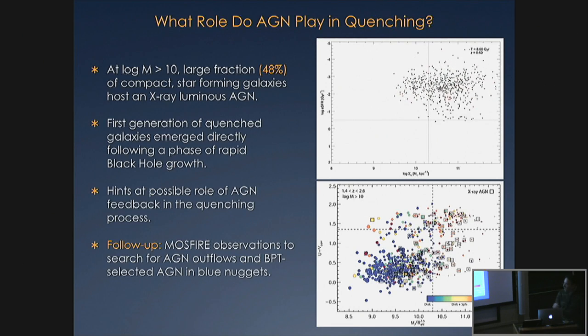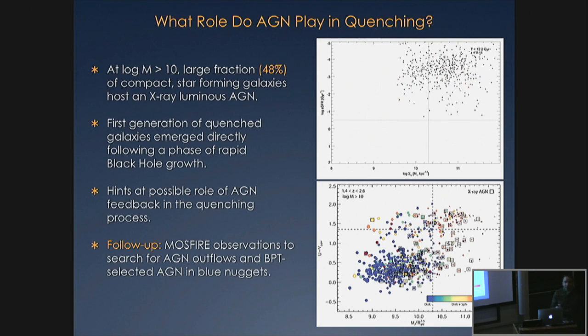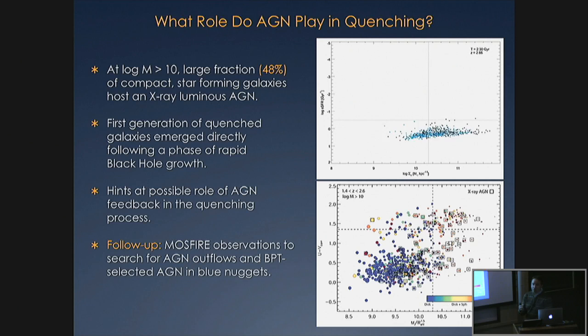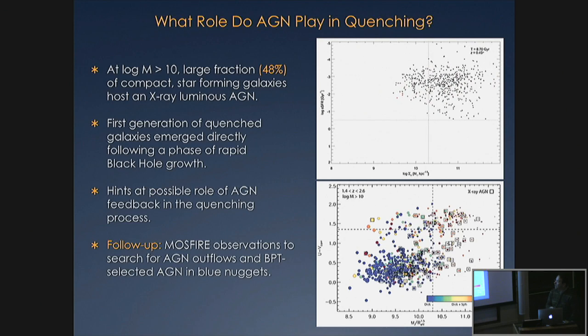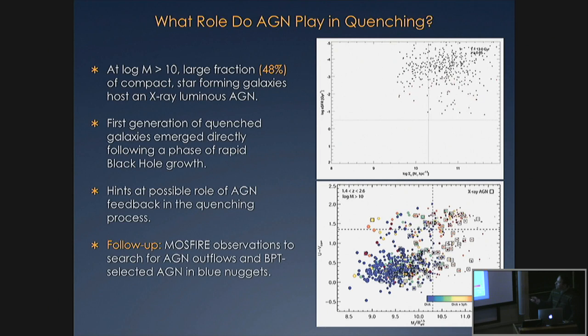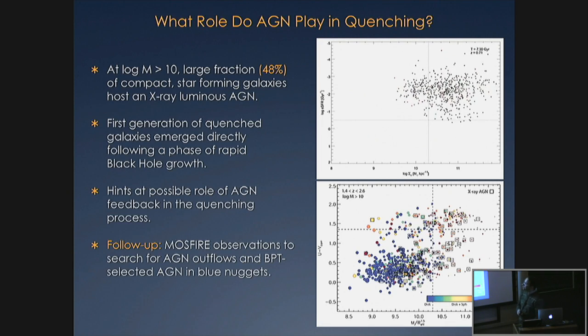We have, in fact, stacked, by the way, the 50% that do not have X-ray detections, and we actually do find a significant hard signal. So it could very well be that the other 50% contain heavily obscured AGN as well. And so at the moment, we're following up and looking for large-scale outflows that could be signs that quenching may actually be happening in these so-called blue nuggets.